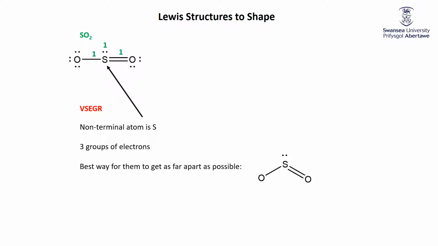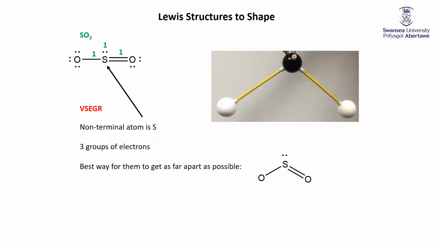However, let's look at what this is then. You've got the sulfur going to 1 oxygen, that's 1 group. Sulfur going to another oxygen, that's the other group. Sulfur going to the lone pair, that's the 3rd group. Okay, but you don't see the lone pair. The lone pair is on the sulfur. You just see the effect of that lone pair repelling the other groups of electrons. So the actual shape of SO2 is like this.